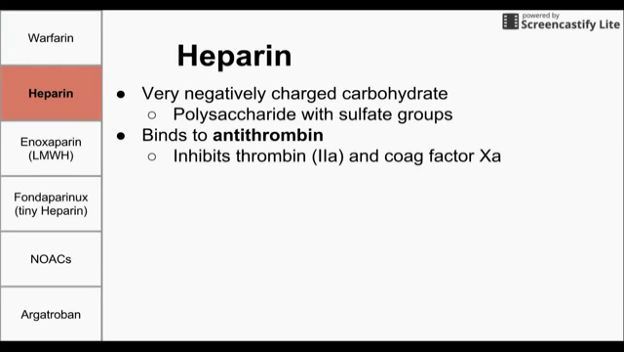Next, we're going to be talking about heparin. Now, heparin is a carbohydrate. It's incredibly negatively charged, and it's littered with sulfate groups. There are sulfate groups all over this carbohydrate. Heparin binds directly to a protein called antithrombin. Antithrombin and heparin together bind thrombin and bind coagulation factor 10A. Now, antithrombin works without heparin, but heparin enhances the effects of antithrombin by a factor of 10,000.